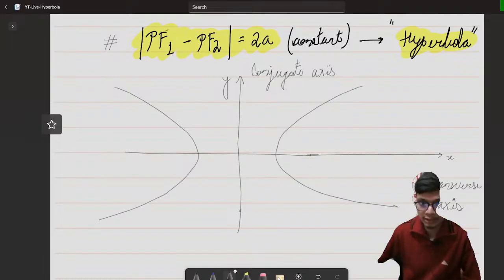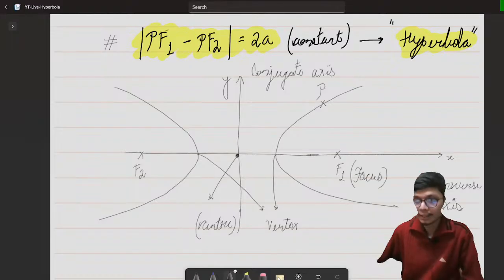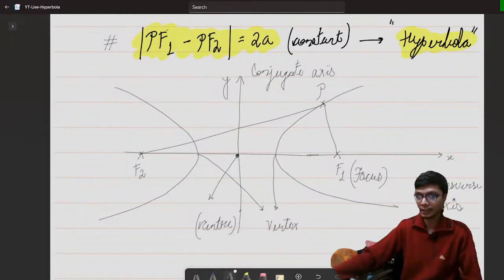So if I look at the terminologies, I can take any point on this. The focus will be somewhere over here. Let us say this is f1 and this is f2, and this is the center of the hyperbola. These are the points where the conic meets the transverse axis, called the vertex. These are called the foci, which you are already familiar with. The main important thing is that this particular distance minus this particular distance is going to remain a constant. So that's the basic understanding we will have on hyperbola.